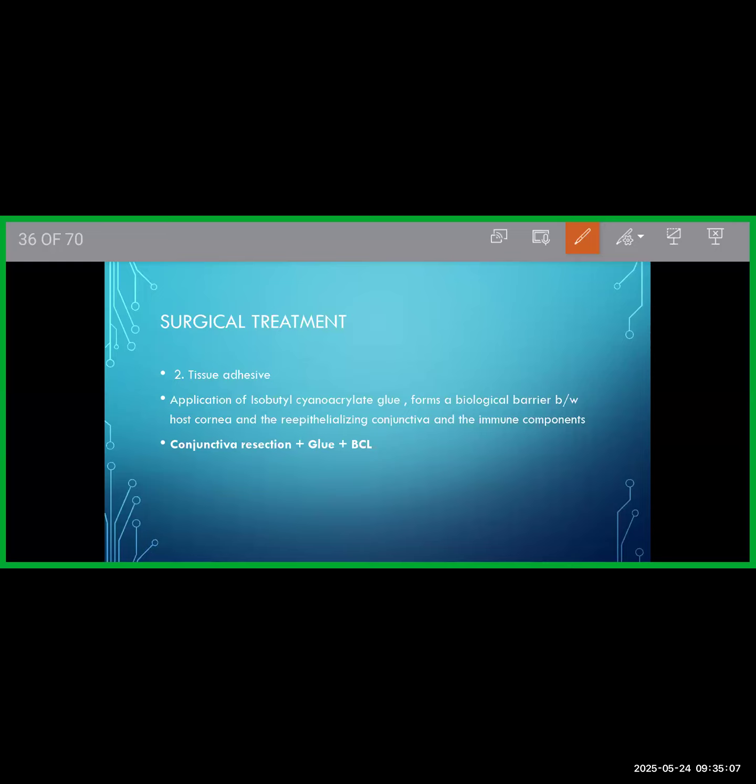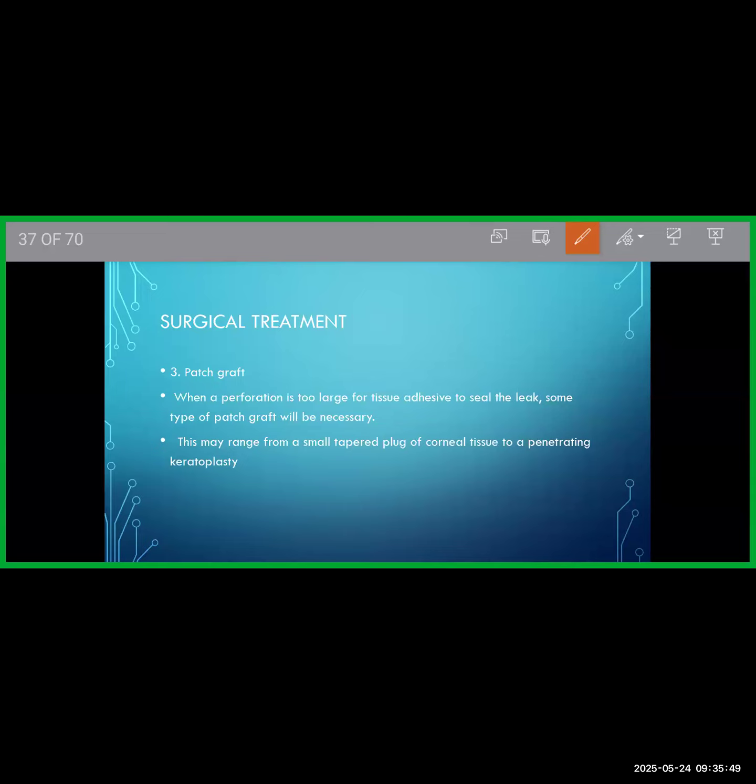So the pattern that is done is to do a conjunctival resection. We put glue in the defect, that is, the area of the cornea that is ulcerated. Then we put a bandage contact lens. The point to note here is that in follow-up, sometimes this glue can become loose. When the glue loosens up, it can be replaced, depending on the depth of the corneal ulceration at the time the patient is followed up.